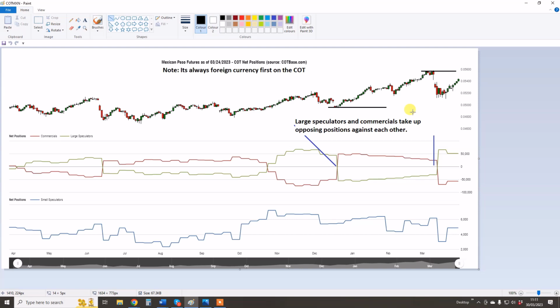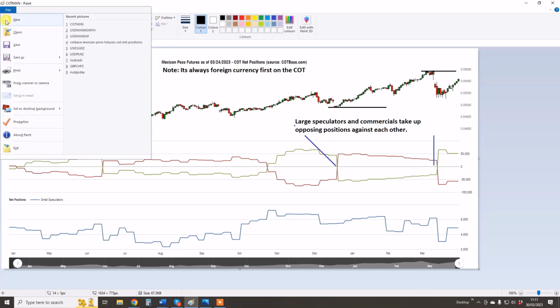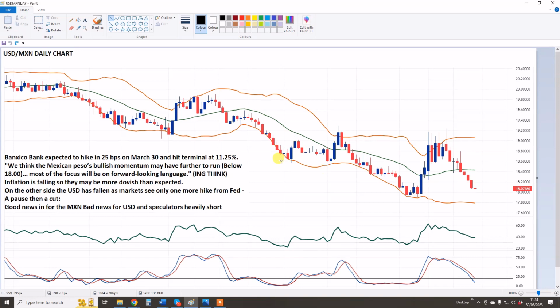So we know speculators are heavily short the USD and long the MXN. We're looking for them to get taken out on stop. So let's go to the daily chart. Right, USD MXN daily chart, we can see a big sell-off in the USD coming into the 18 level, which we've already noted is a big support level. I'll draw my levels of entry, stop and target in a moment.